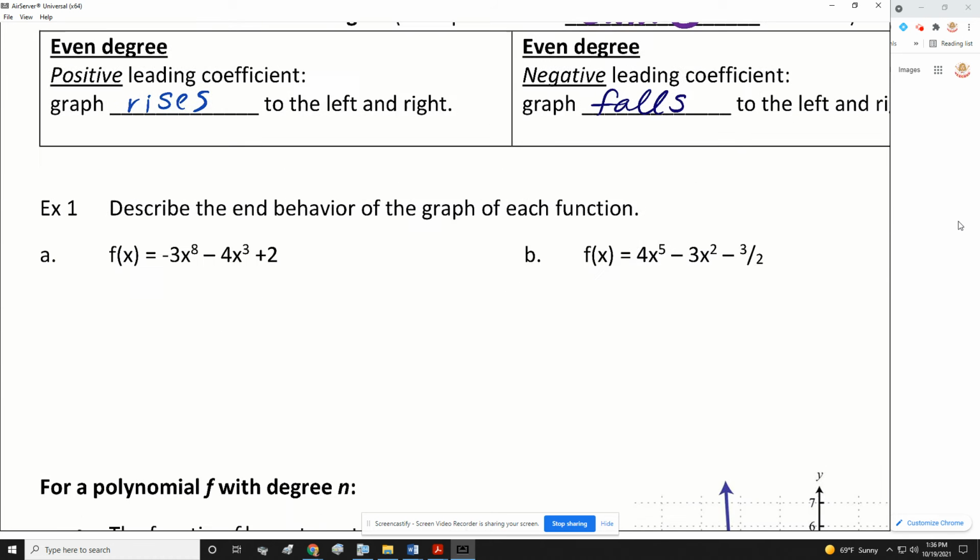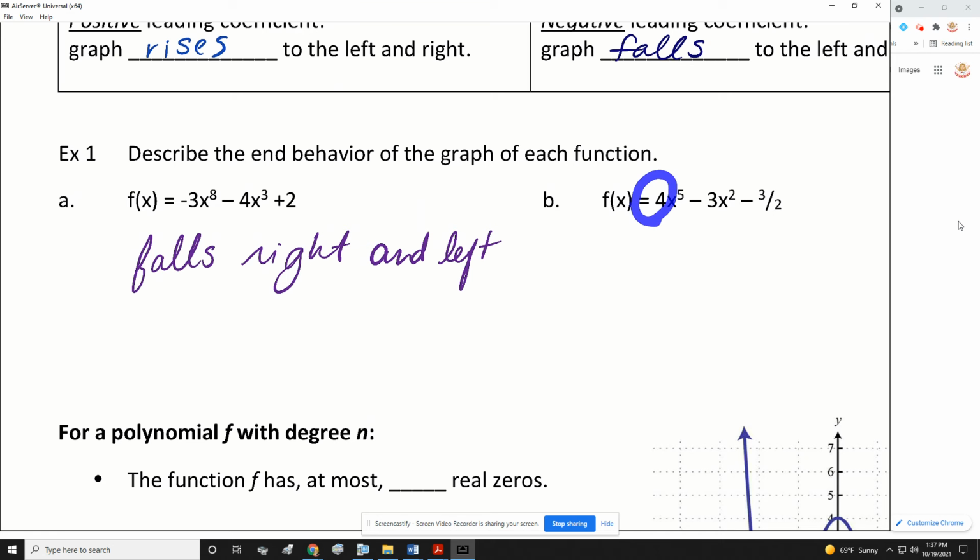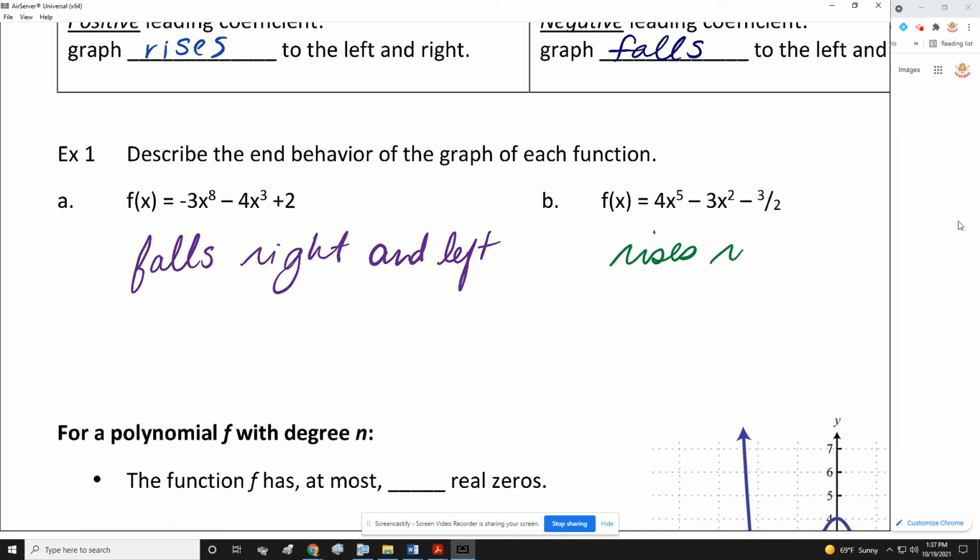On example 1, we're just going to describe the end behavior. Immediately on A, I can see that there is a negative leading coefficient, so I automatically know that this graph falls on the right. And because the degree is even, 8 is an even number, it also falls on the left. When I go to the next one, I can see that there is a positive leading coefficient, so I know it rises on the right. And this one has an odd degree, so the left does the opposite, so it falls on the left.